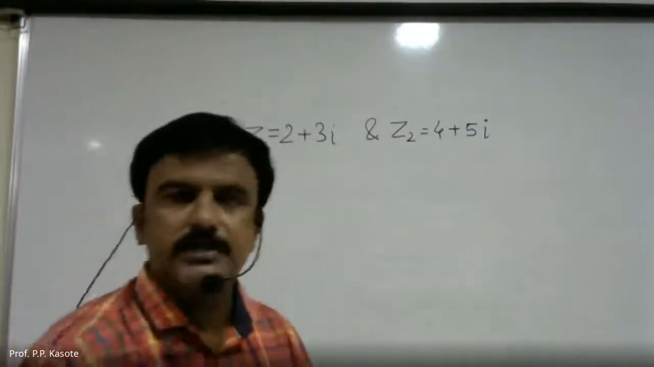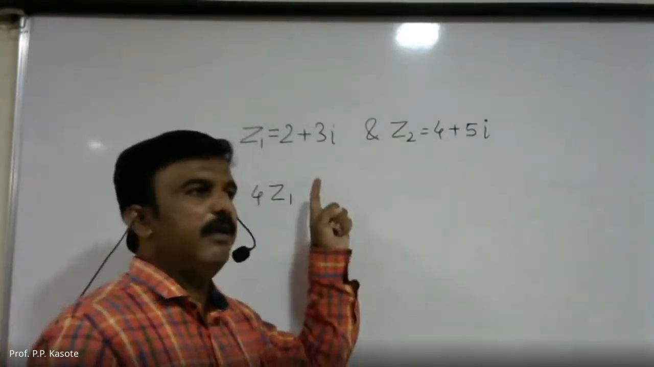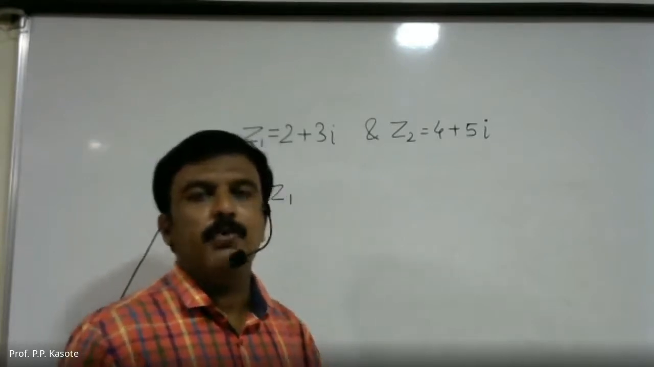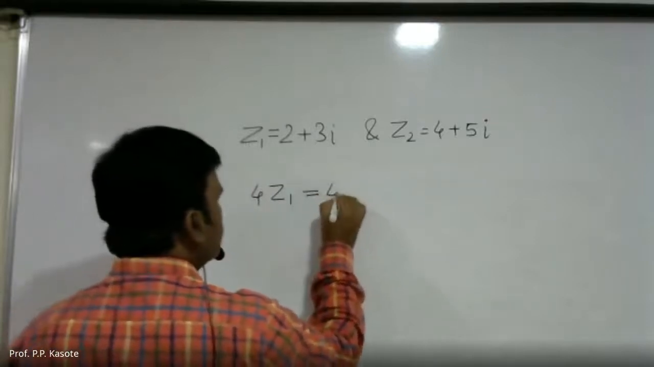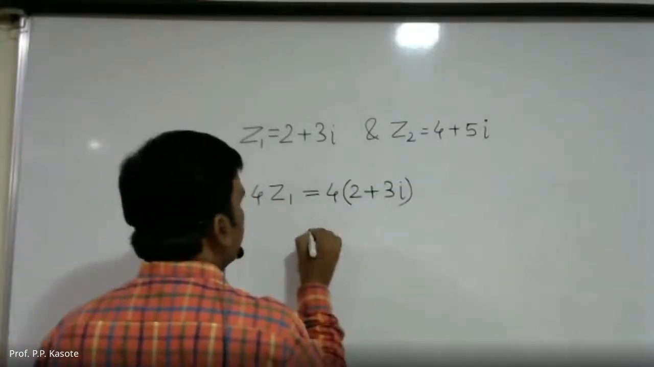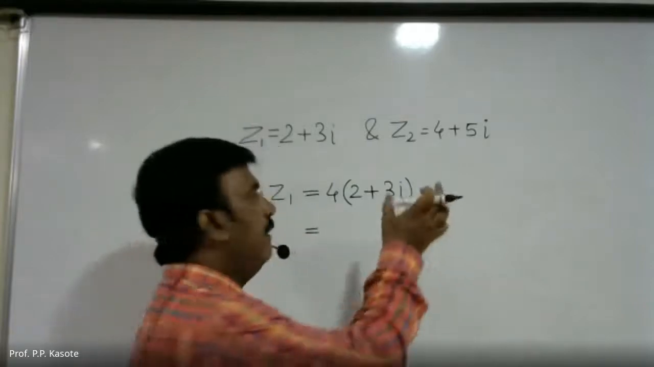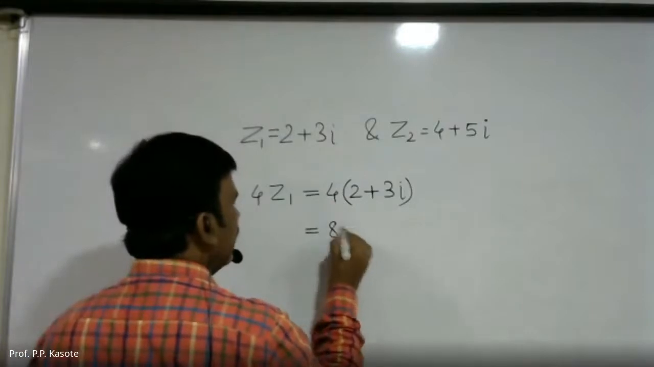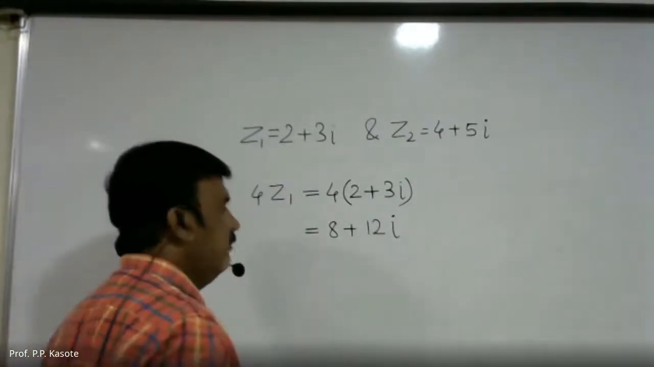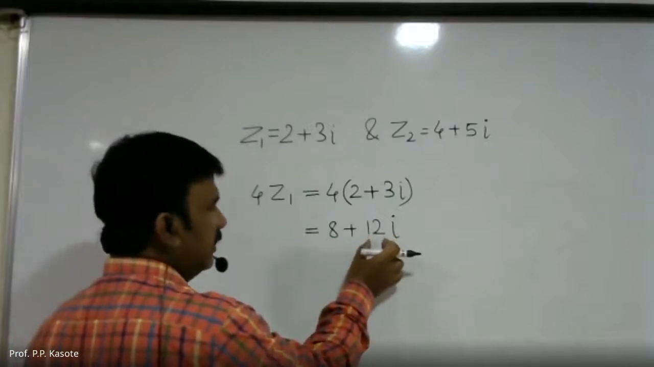Now z1 and z2 are given to us, and let us see how to find 4z1. We can find 4z1 from z1. We'll multiply z1 by 4. Now the question is how to multiply. It's very simple. Write 4 outside the bracket and keep z1 in a round bracket, that is 2 plus 3i. Usually, the same way we multiply the terms inside a bracket, we'll multiply both the terms by 4. So 4 times 2 is 8 plus 4 times 3 is 12i. So if z1 is equal to 2 plus 3i, then 4z1 is equal to 8 plus 12i, in which the real part is 8 and the imaginary part is 12.